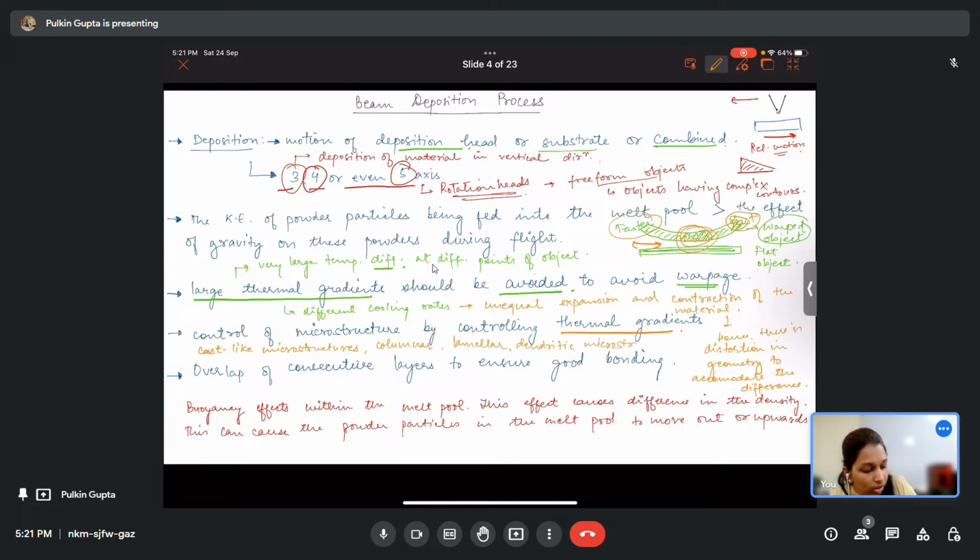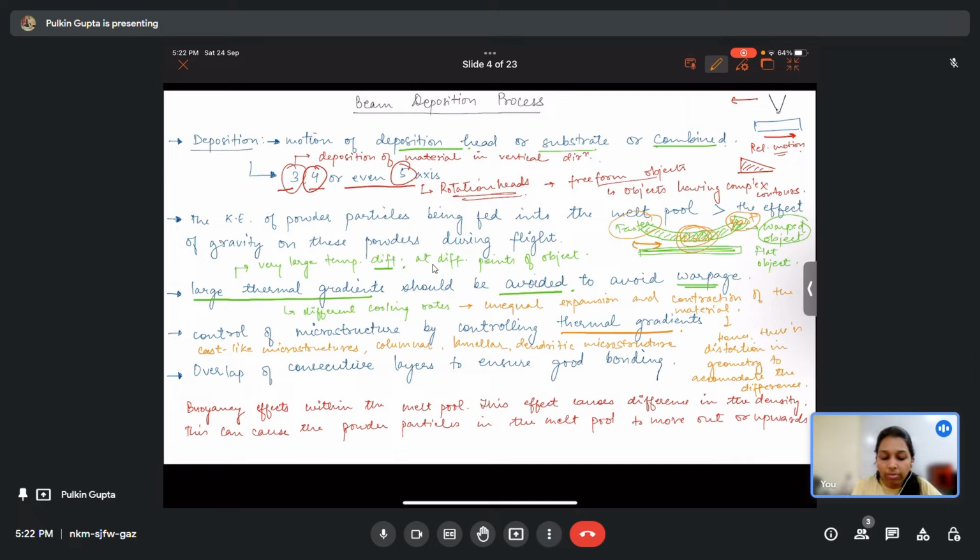So this control over microstructure basically gives us a control over the mechanical properties as well, because the microstructure majorly defines the different kinds of properties of any material. So this control will eventually help us in tailoring these properties.